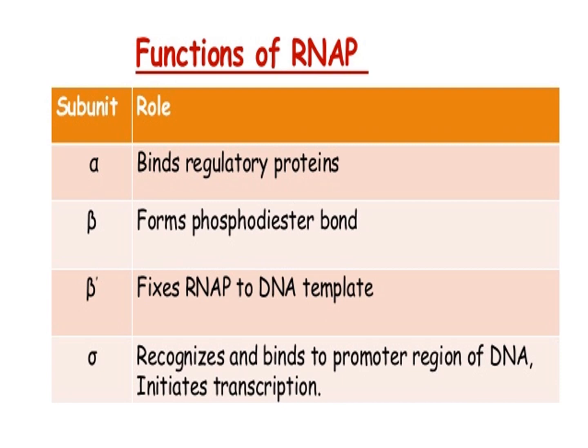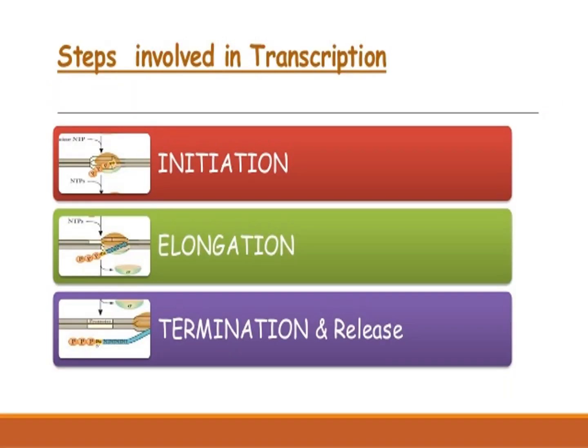Actually, the sigma factor is necessary only for the recognition and binding of the RNA polymerase to the promoter region of the DNA, and it's not needed for the transcription process. It just initiates the transcription and it will fall off from the RNA polymerase during the transcription mechanism. Next, there are 3 steps involved in transcription. First is initiation, second is elongation, then termination.